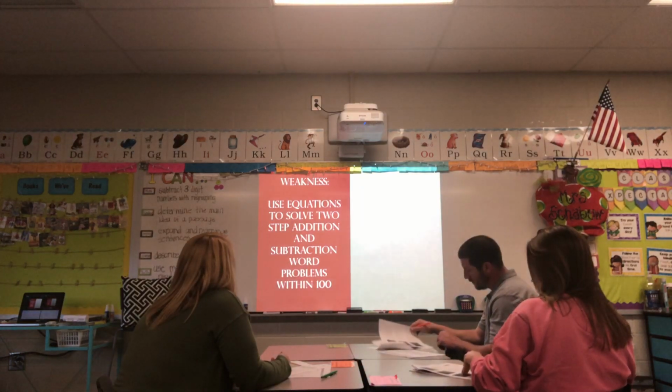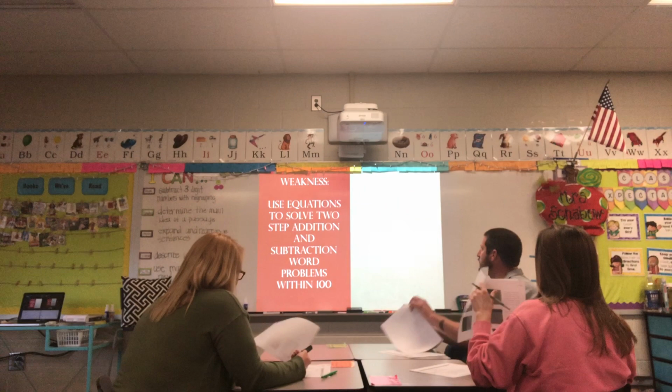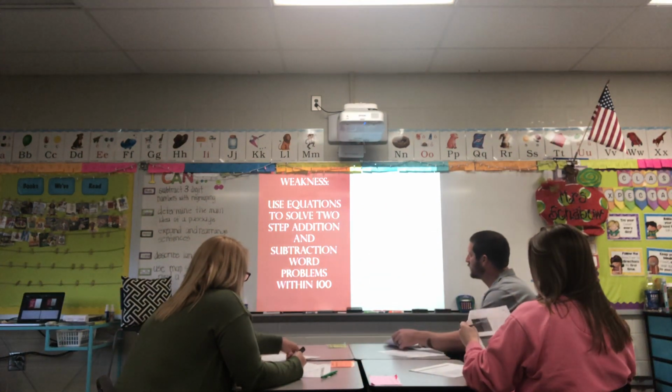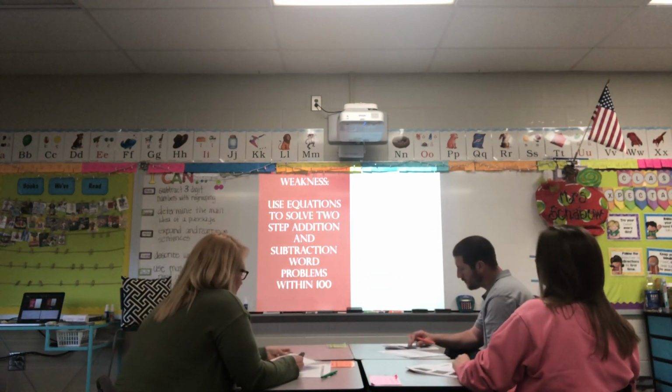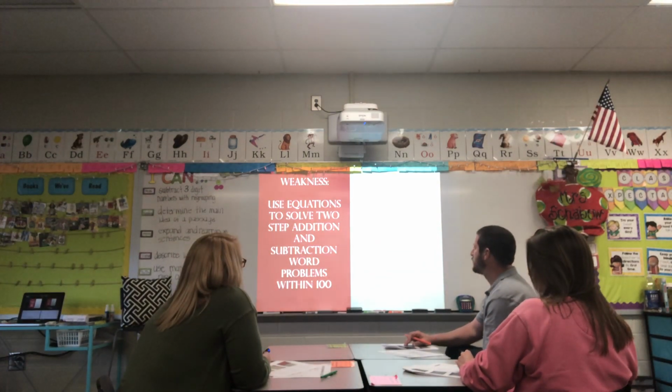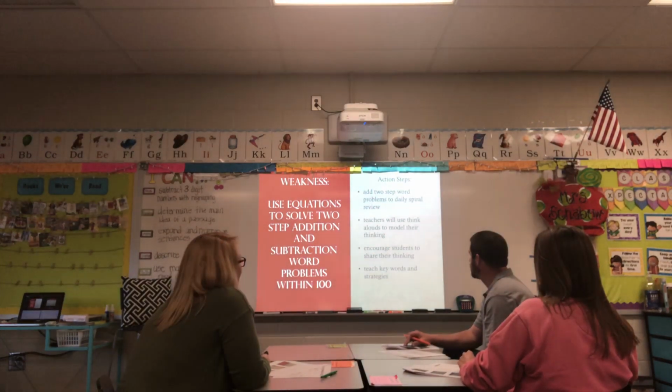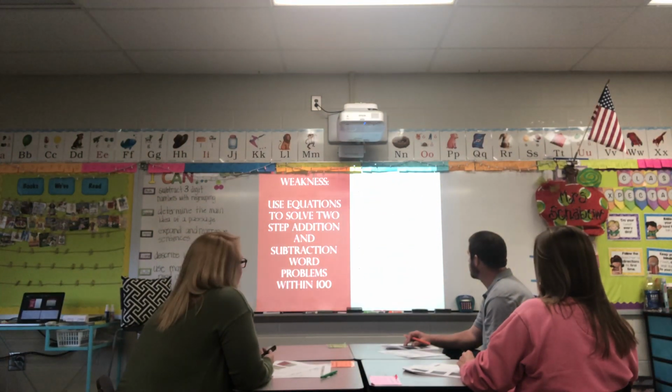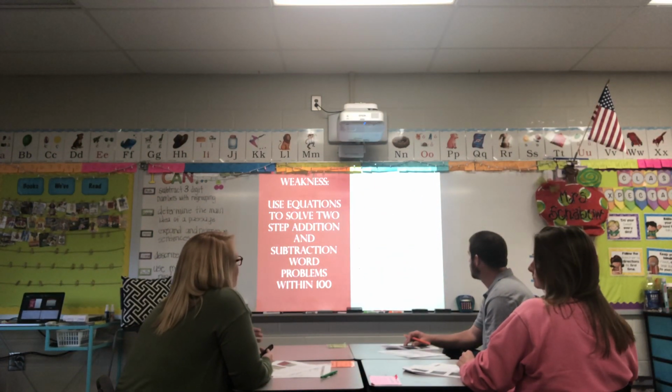The third weakness was using equations to solve two-step addition and subtraction word problems. Now, we've taught addition and subtraction, so we talked about what was the interference here? Why are they scoring low in this area? Because they did score high in addition, and they did score high in subtraction. When you throw the word problem aspect in there, our scores really dropped.